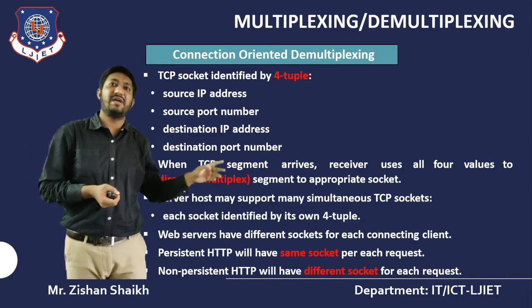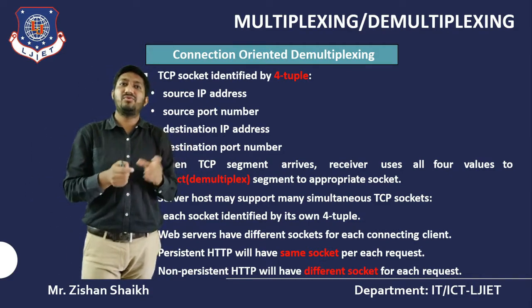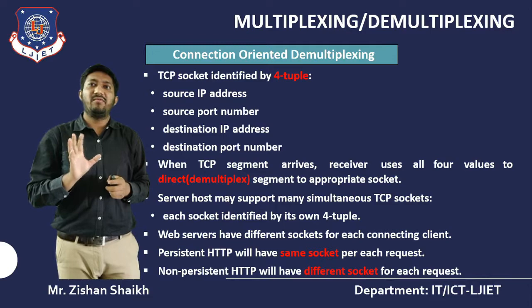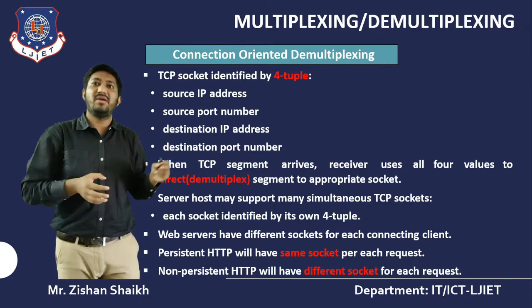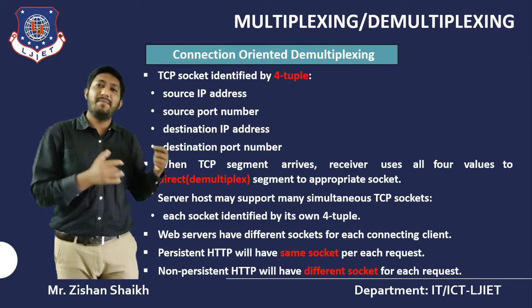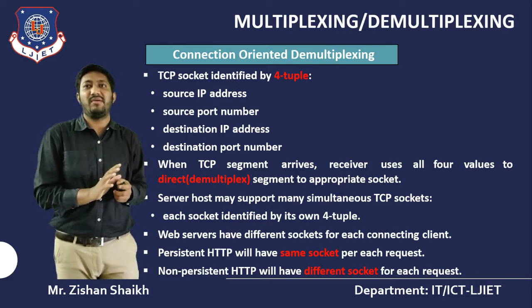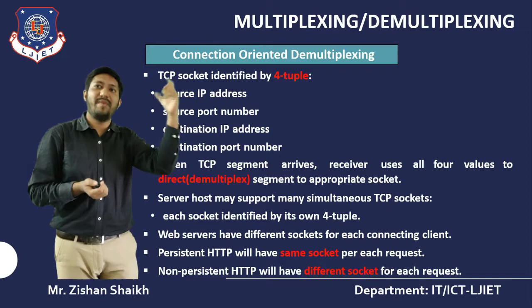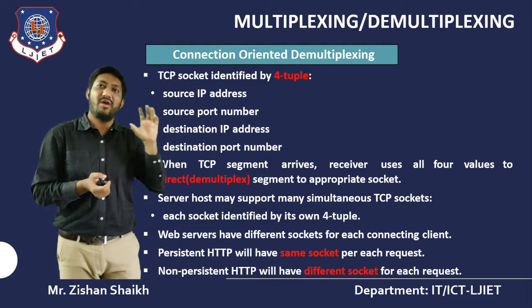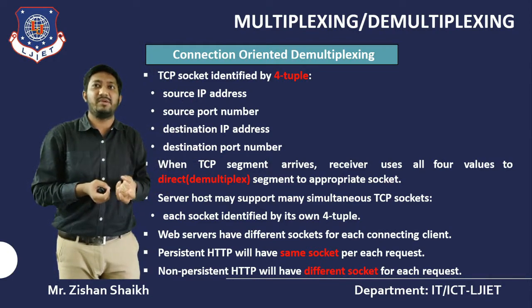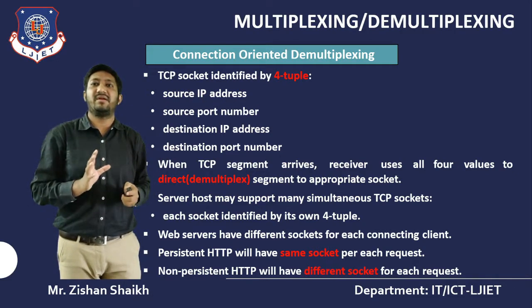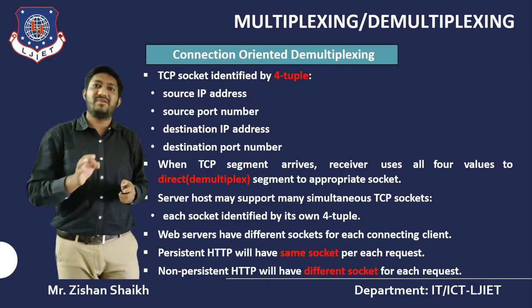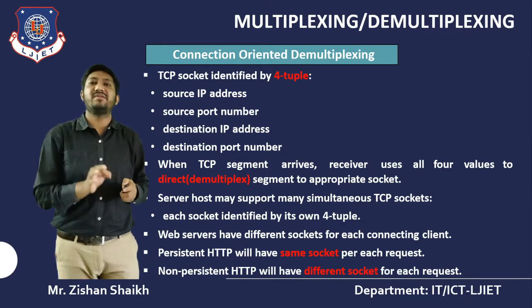So when a TCP segment arrives, the receiver uses all four values, whereas in UDP we are using only a single value. A server host may support multiple TCP sockets simultaneously, because we have to match all four parameters for the receiver system. If a match is found, then it responds, otherwise it is rejected. So according to the HTTP version, we find the same values.